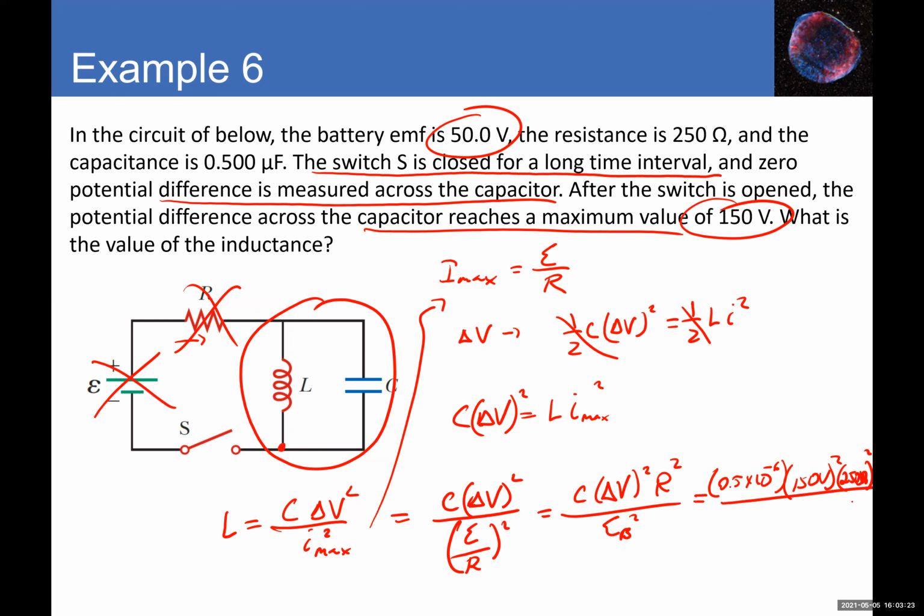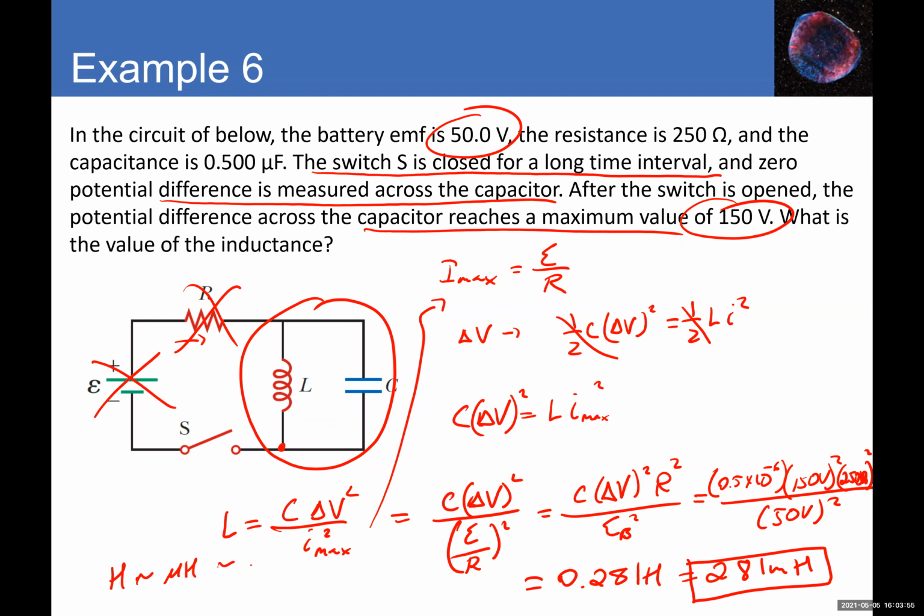There you go. And then divided by the 50 volts squared. So we can calculate the inductance to be 0.281 Henry, or we can just write this as 281 millihenry. So the value of inductance generally is in micro or milli, right? Let's say the value of Henry is approximately from micro Henry to maybe a few Henries.